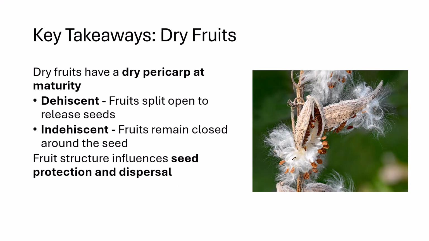To summarize, dry fruits differ from fleshy fruits because their pericarp becomes dry at maturity. Some dry fruits are dehiscent, meaning they split open to release their seeds. Others are indehiscent, meaning the seed remains enclosed inside the fruit wall. These structural differences influence how seeds are protected and dispersed in the environment. Understanding these fruit types helps us recognize how plant reproductive structures vary across different plant groups.